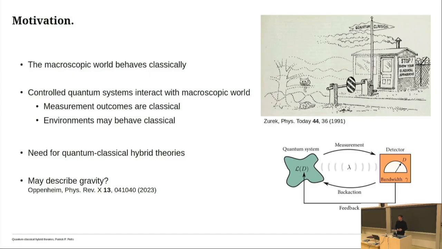And more recently, these hybrid theories have also been put forward as a method to describe the effect of gravity on quantum systems. There was this PRX by Jonathan Oppenheim, who discussed this in some detail, and it's an attempt to circumvent the quantization of gravity, because that seems to be really, really hard. So maybe we can get some effective theories by treating the gravitational field as a stochastic classical degree of freedom that then interacts with the quantum systems that we are interested in.